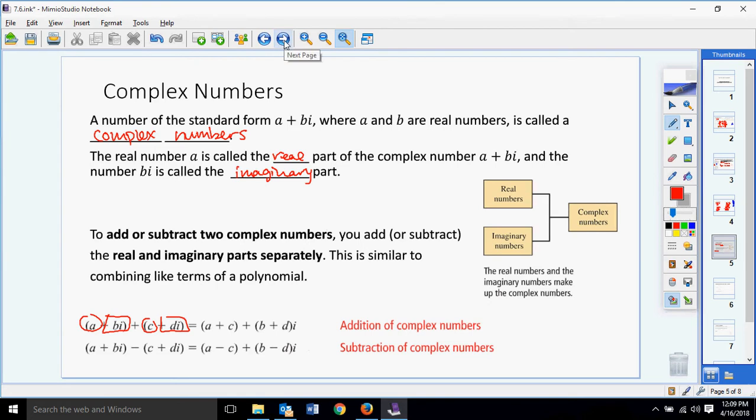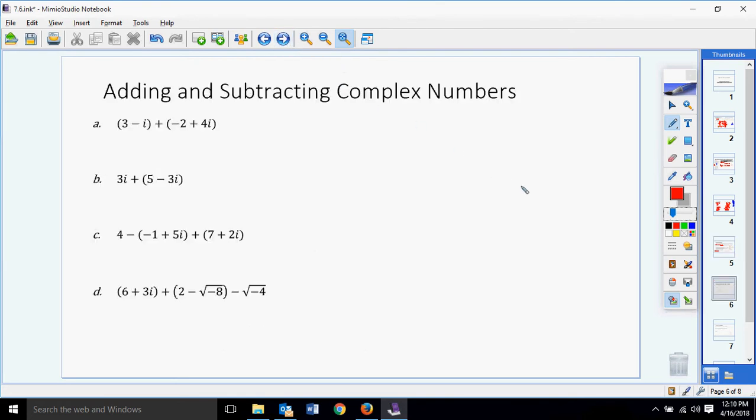Collect those like terms. So for instance, if we're adding and subtracting these complex numbers in part A, remember, we're going to collect our like terms here. So we have a 3 plus a -2, which would give us 1. And then we have the i term. So we have a -i plus a positive 4i. So a -1 and a positive 4 would make 3 i's there for my final answer.